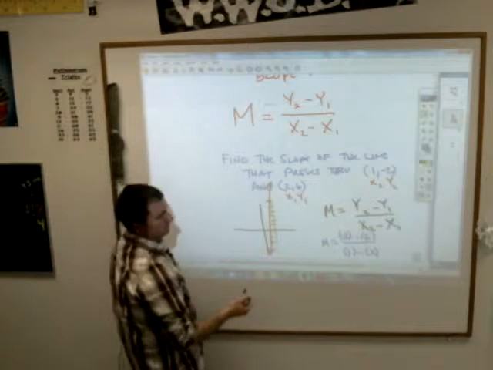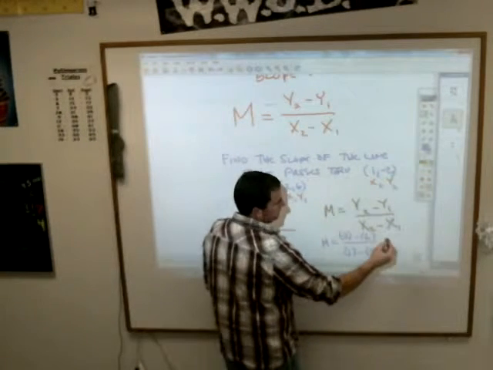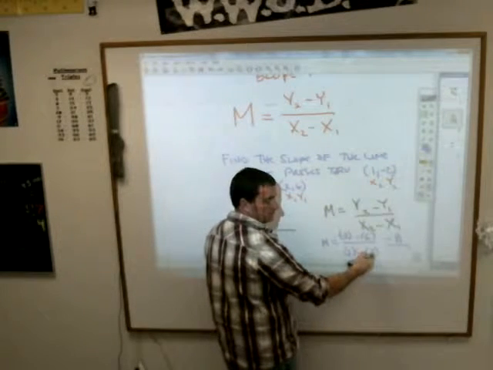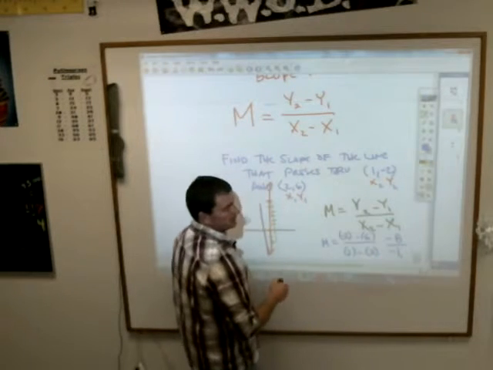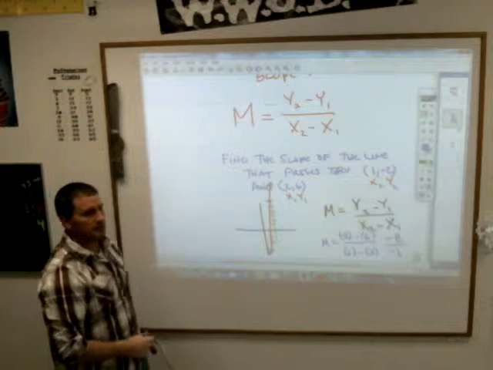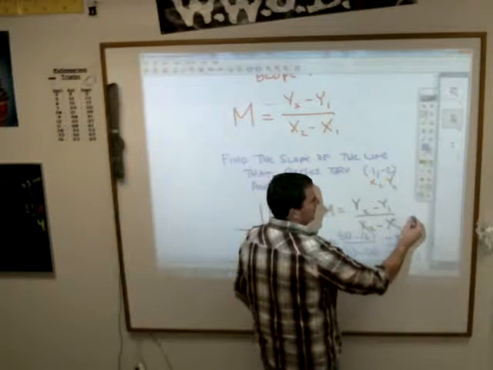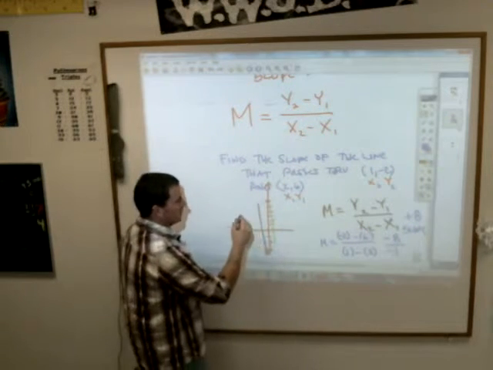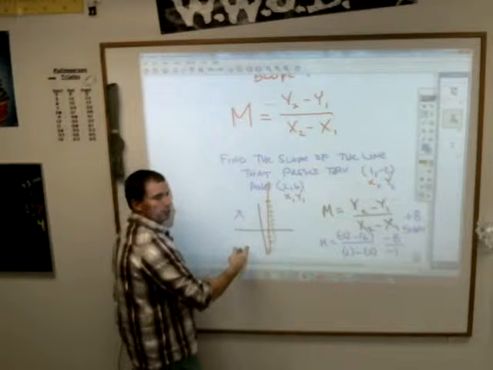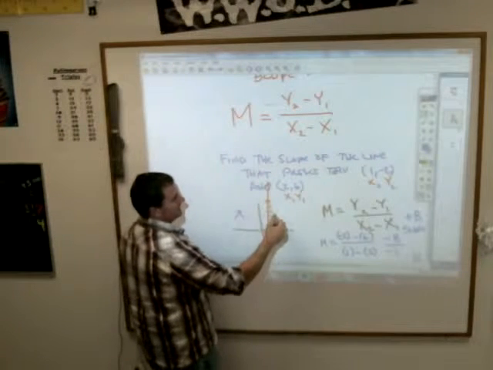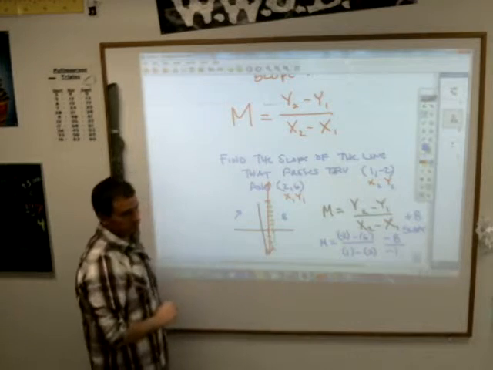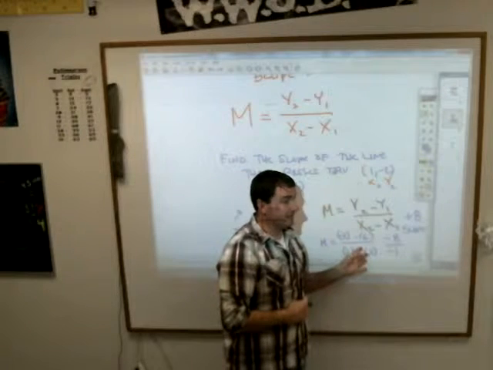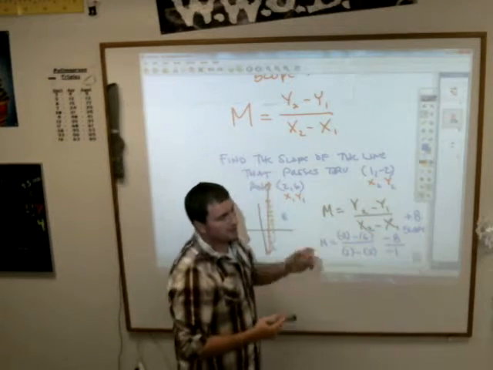And then once you get this, you can do the math. What is 2 minus 6? Negative 8. What is 1 minus 2? Negative 1. Negative 8 over negative 1 is a positive 8 slope. It goes uphill, so it's a positive slope. If you were to make this a triangle, you would notice that it's 8 high and 1 over. So given 2 points, you just need to keep yourself organized, use this formula, and everybody is happy.